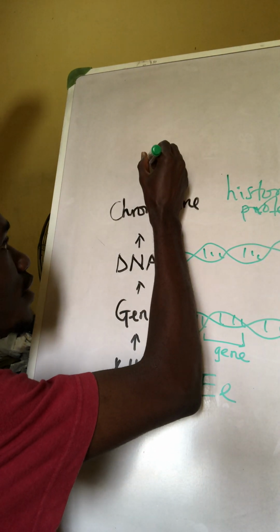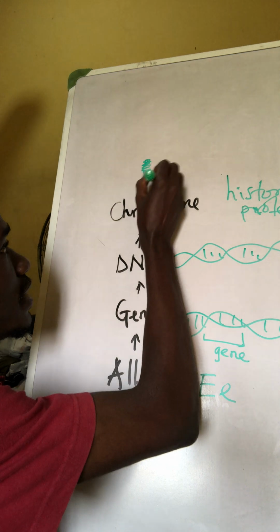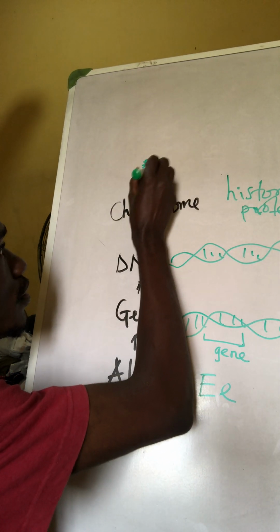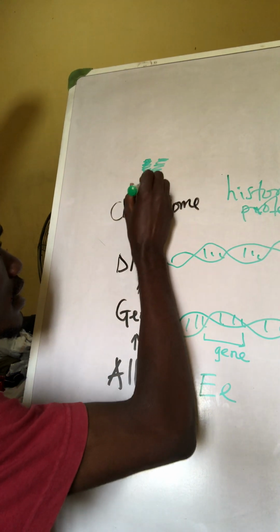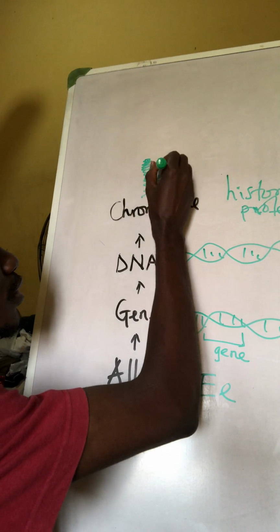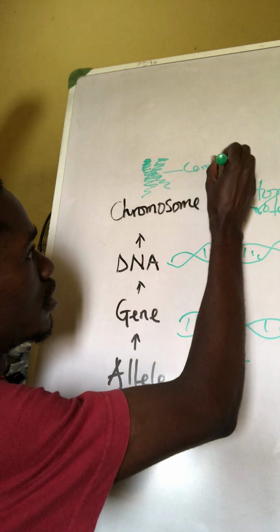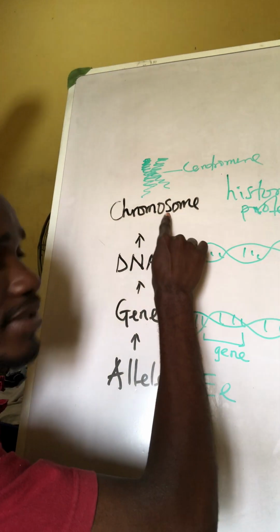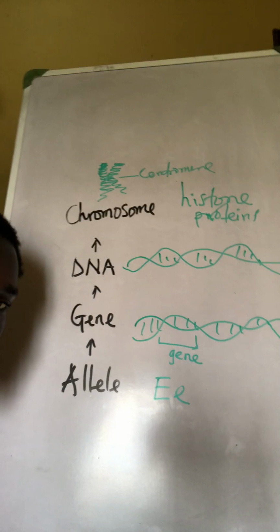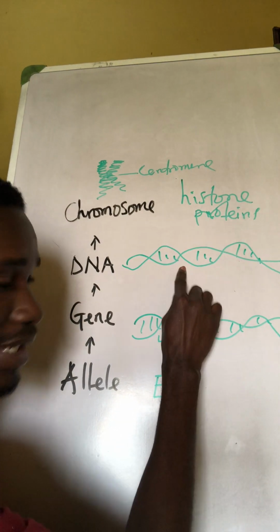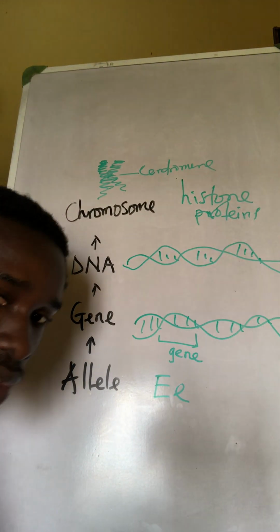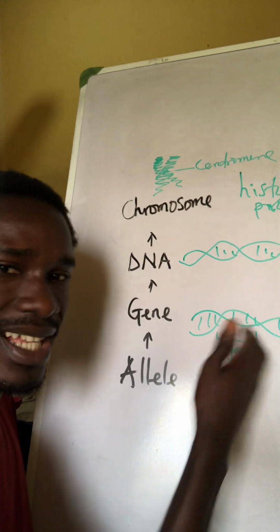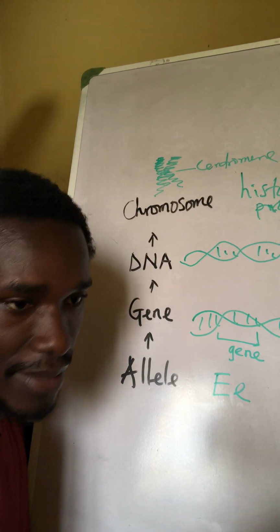So we now have something like this as a chromosome structure. So this is the chromosome structure. This is the centromere. So that's why we place the chromosome above the DNA, because chromosome is DNA plus histone proteins, and other proteins, perhaps.